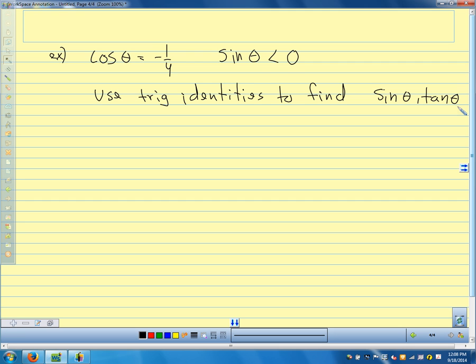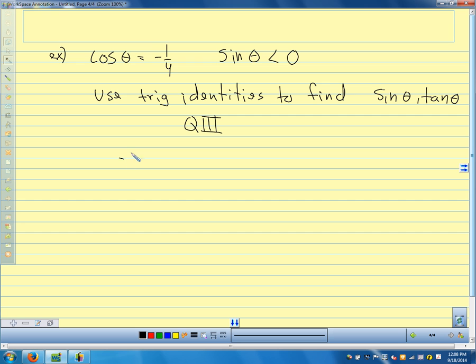So first off, what is this sine theta less than 0 telling us? This is telling us our quadrant. If cosine is negative and sine is negative, what quadrant are we in? Third quadrant. So this tells us we're in quadrant 3. So when we find our sine, we know that it has to be negative. We want to use an identity. Well, what nice identity do we have that relates the cosine and the sine? Sine squared theta plus cosine squared theta equals 1.